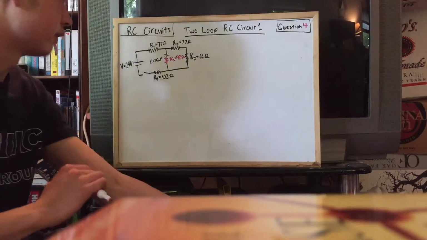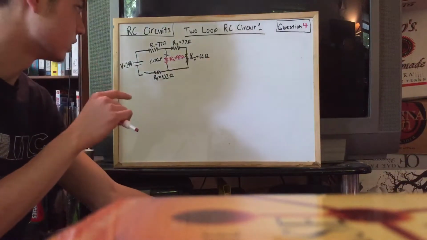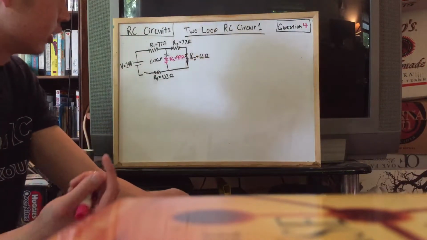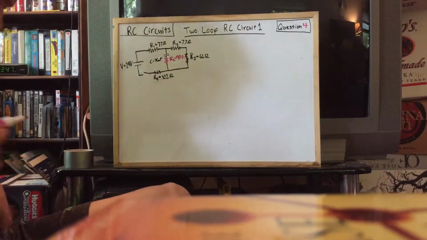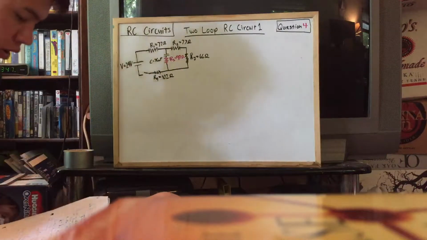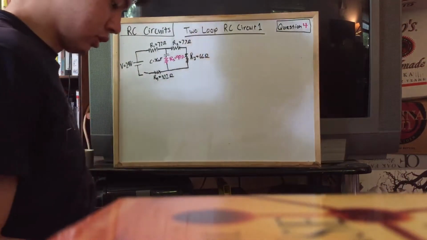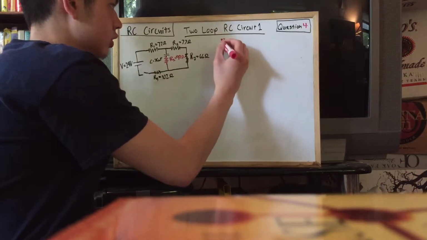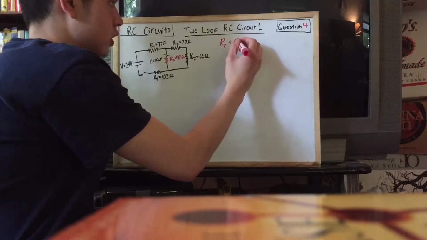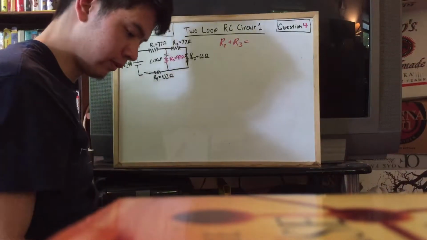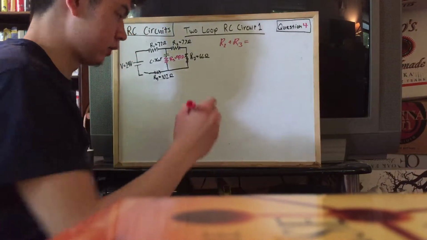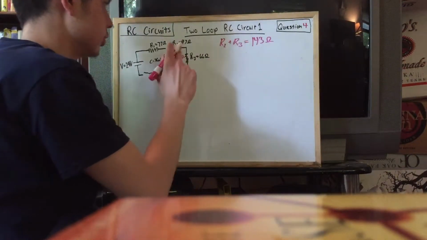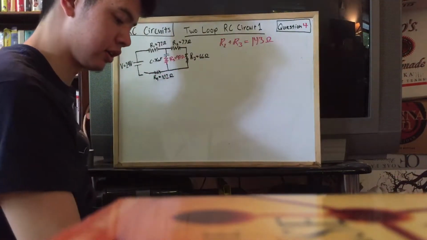So what we're going to have to do is get our R equivalents and find the current that's going through R1, because currents are equal to each other in series. So all we have to do is get the R equivalents. To do this, R2 and R3 are added in series. So R2 plus R3 is equal to 143 ohms, because we know 77 and 66 equals that.